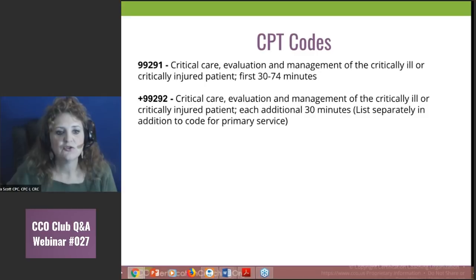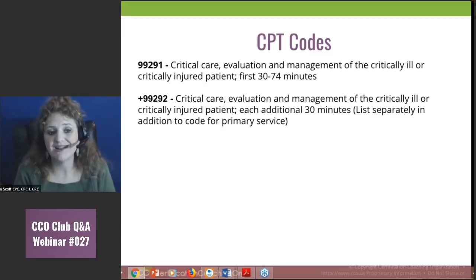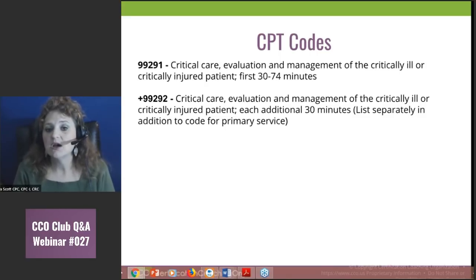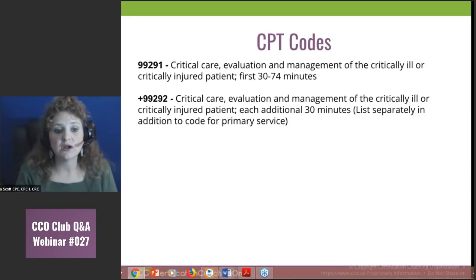So the two main codes that you're going to be using for critical care are 99291 and 99292, which is the add-on code. Everything is based on time with critical care and the verbiage on what's wrong with the patient. So let's read the description of 99291. It's the E&M of the critically ill or critically injured patient.